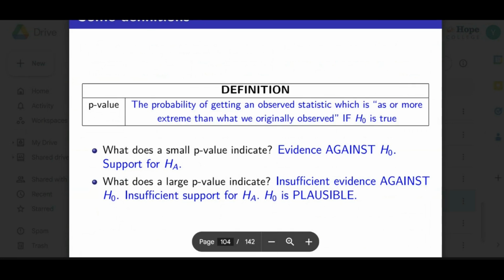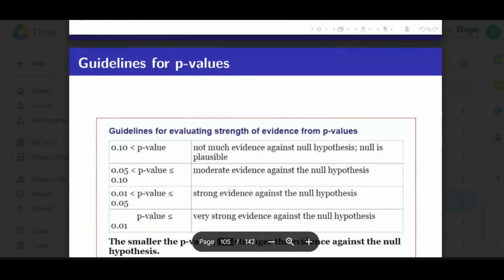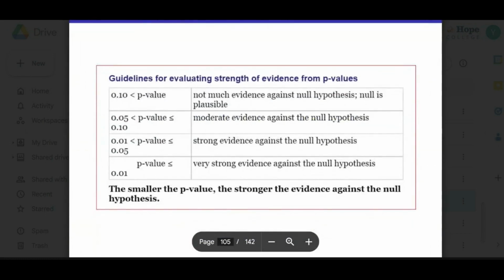All right. So that's it. So when I say small and large, don't I need to give you guidelines? I do. Here are your guidelines. Make sure you print this slide out and keep it by you, so that when you do your homework, this is our class benchmark. If you get p-values that are really small, anything under 0.01, we're going to declare as very strong evidence against the null.